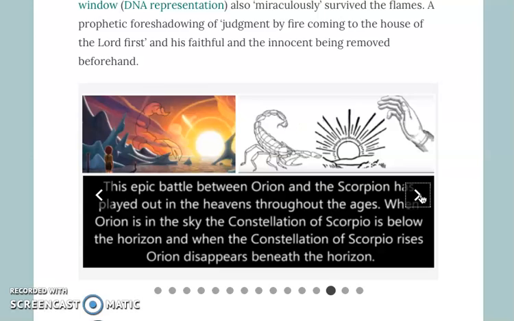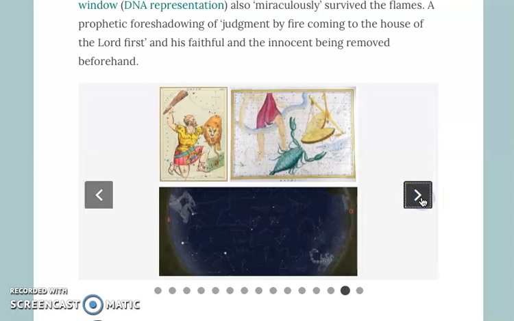So there is an epic battle in the heavens which they are reenacting between the Scorpio, which is part of the constellation Libra, biblically the altar of redemption, and on the other hand the strong arm of Orion, and that is what is being depicted in this celestial scene. So when Orion is in the sky, the constellation Scorpio is below the horizon, and vice versa. So that is what is being depicted over here.